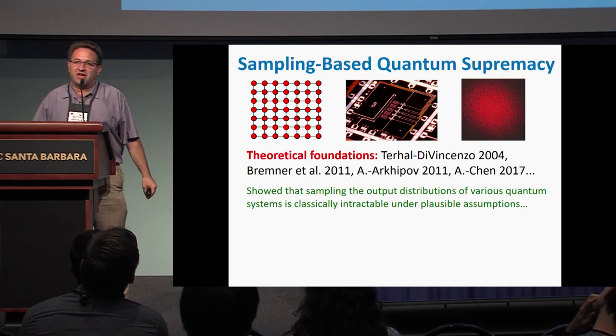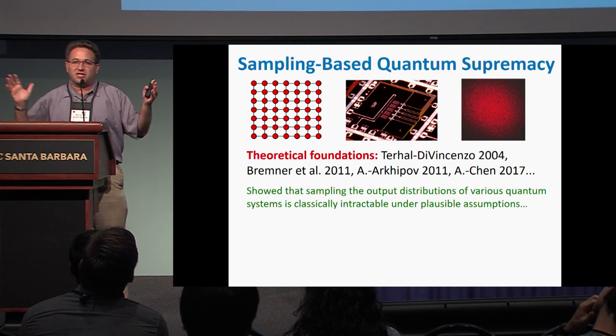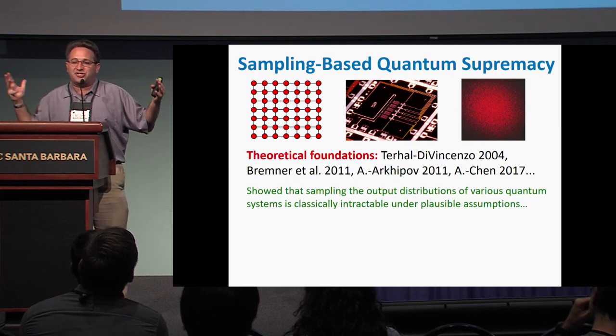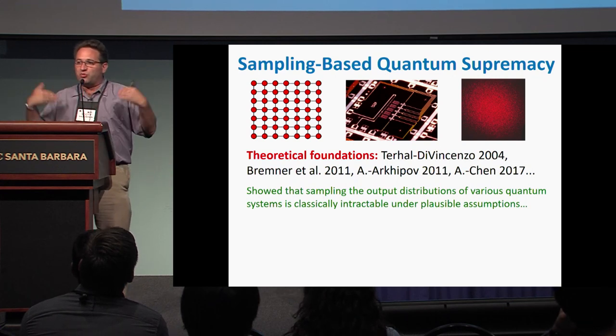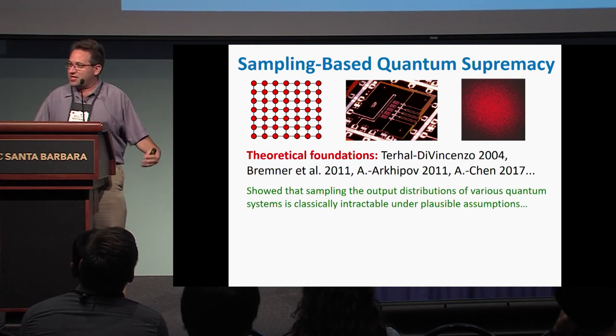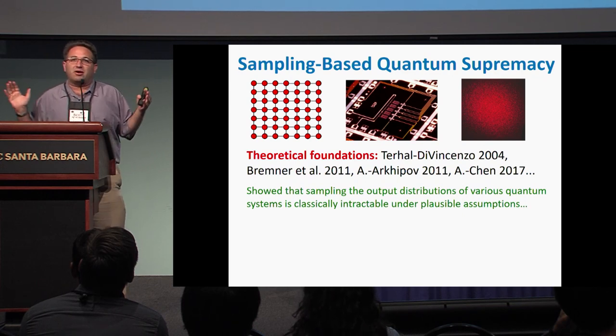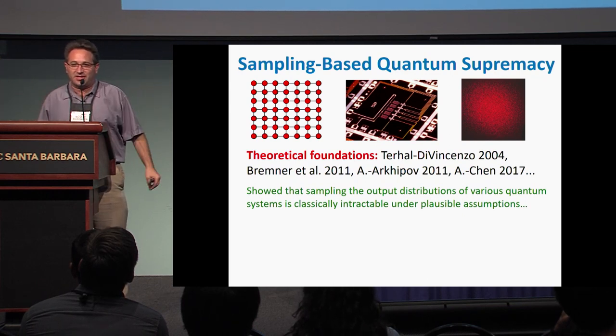Suppose that they build the 72-qubit chip and suppose that it works, what should they actually do with it to demonstrate quantum supremacy? So that is where we, as theoretical computer scientists, come into the picture. Quite literally, we talk to the system builders and they ask us, what should we do with this?